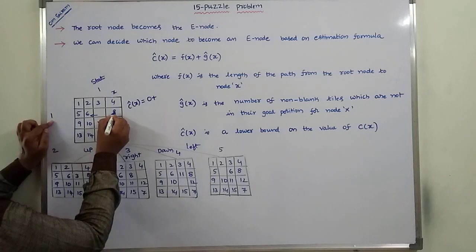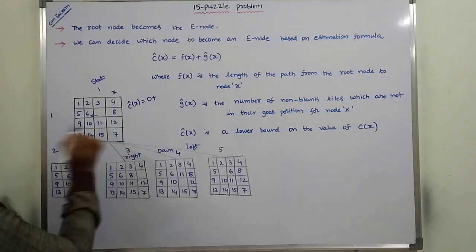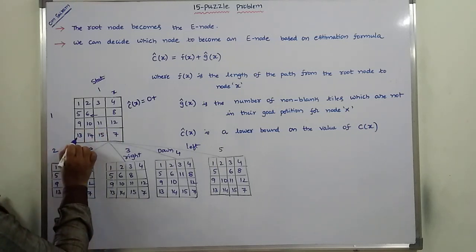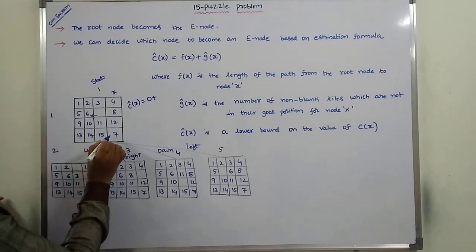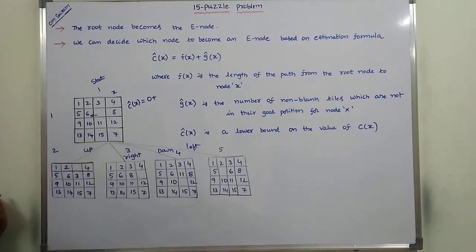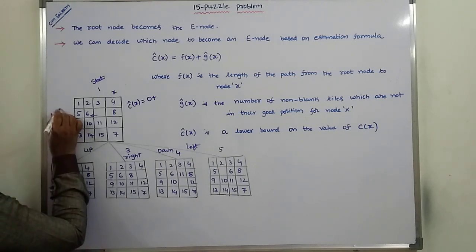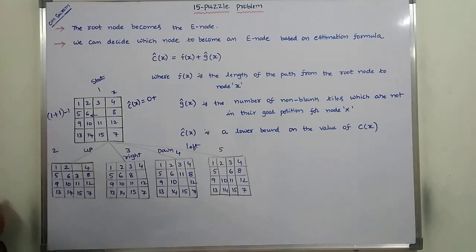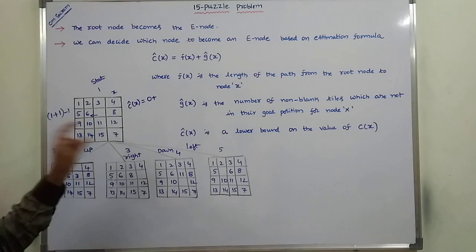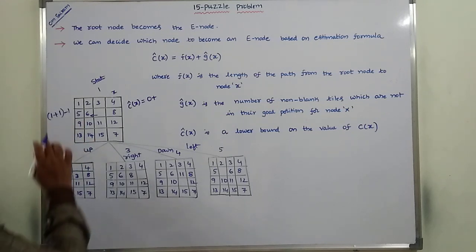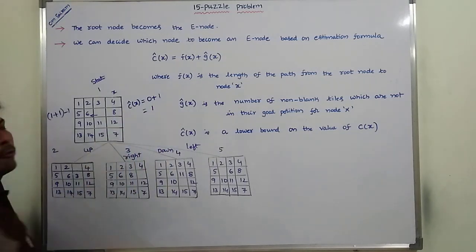First one, 8, it is correct position. 9 correct position, 10 correct position, 11 correct position, 12 correct position, 13 correct position, 14 correct position, 15 correct position, 7, it is not in the correct position. That is 1 plus 1. So among them, we have to subtract 1, because empty tile cannot be counted. So 2 minus 1, that is 1. That is equal to 0 plus 1 is 1.